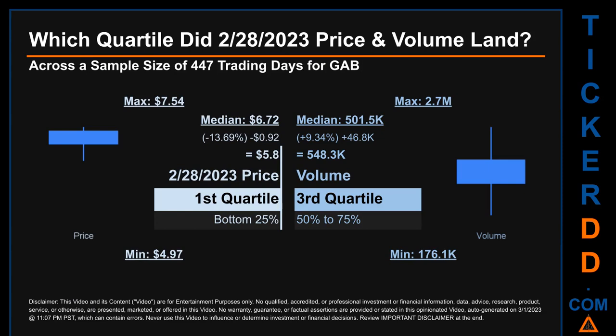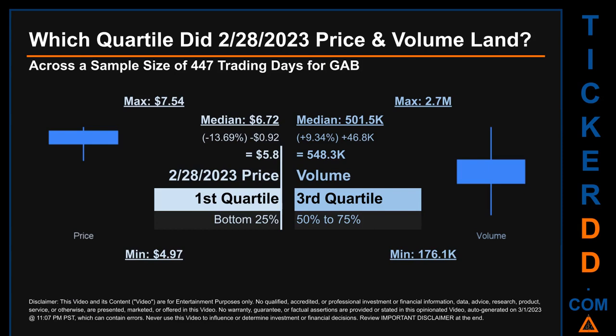The day's volume landed within the third quartile, that is within the 50% to 75% range of all sampled daily volume, which saw a max daily volume of 2.7 million and a minimum of 176.1 thousand. Quartiles tell us about the spread of a data set by breaking that data set into quarters, just like how the median breaks the set into half.